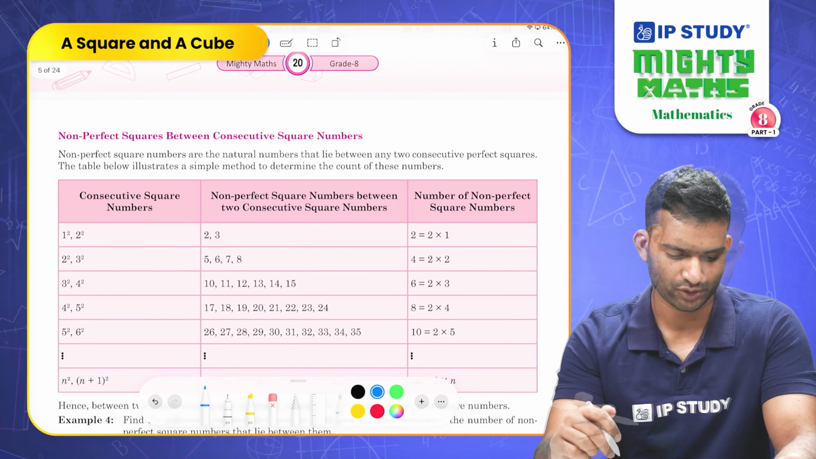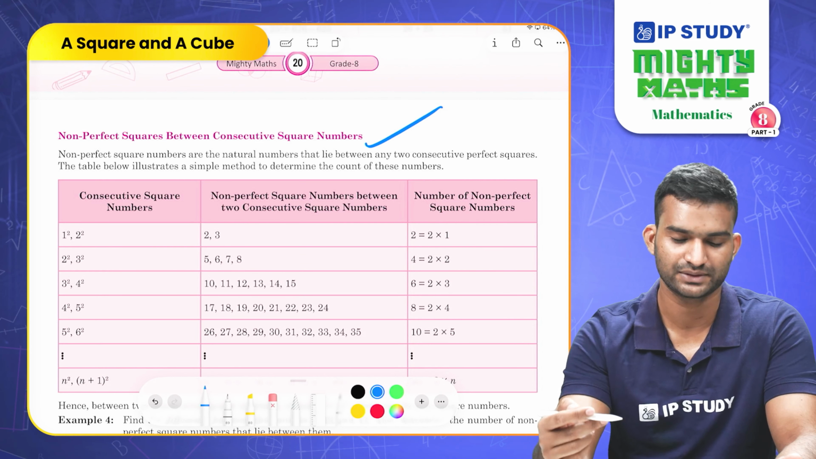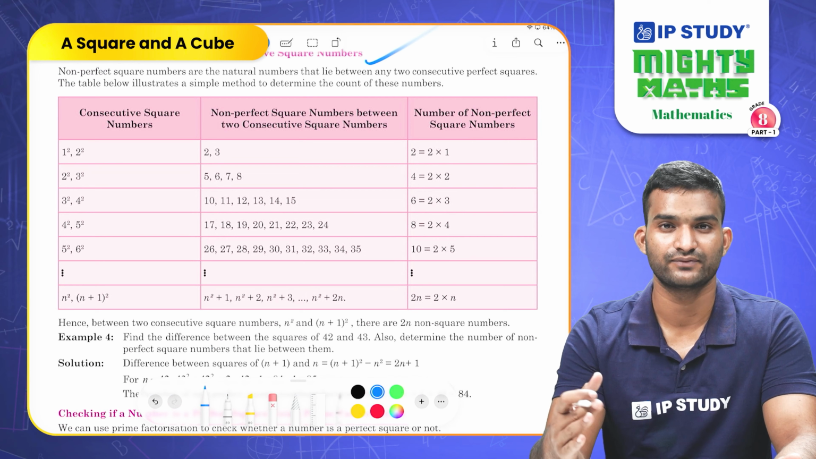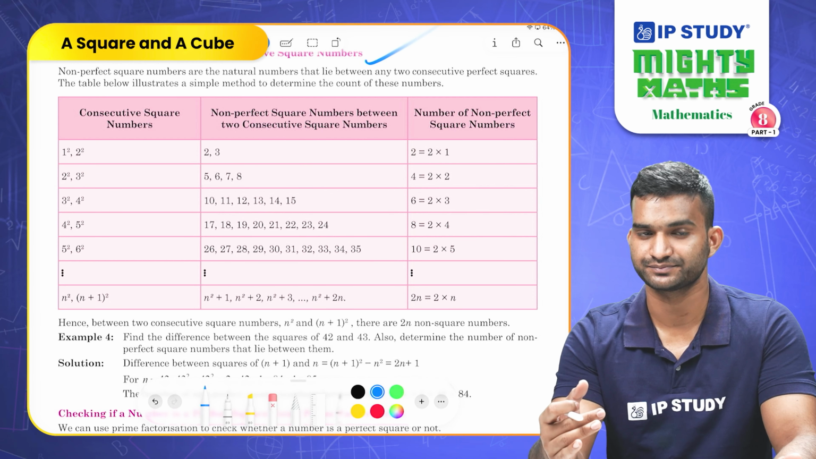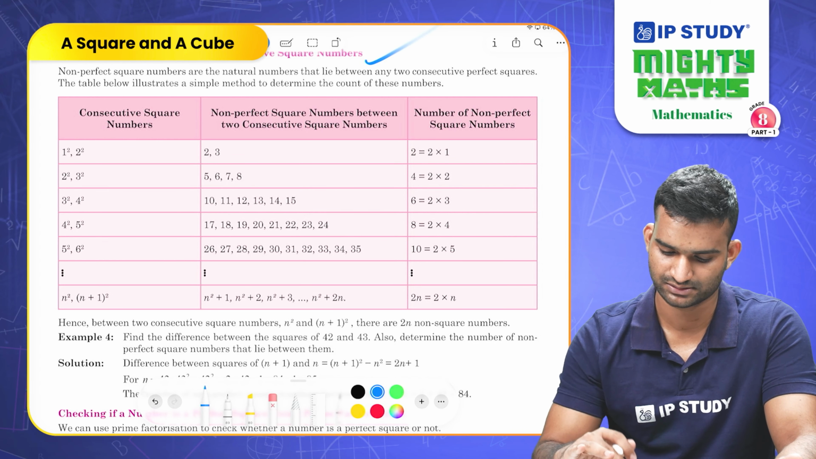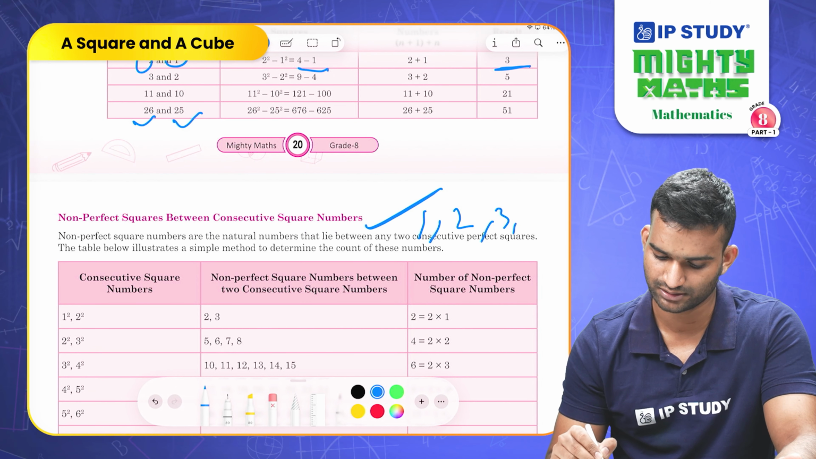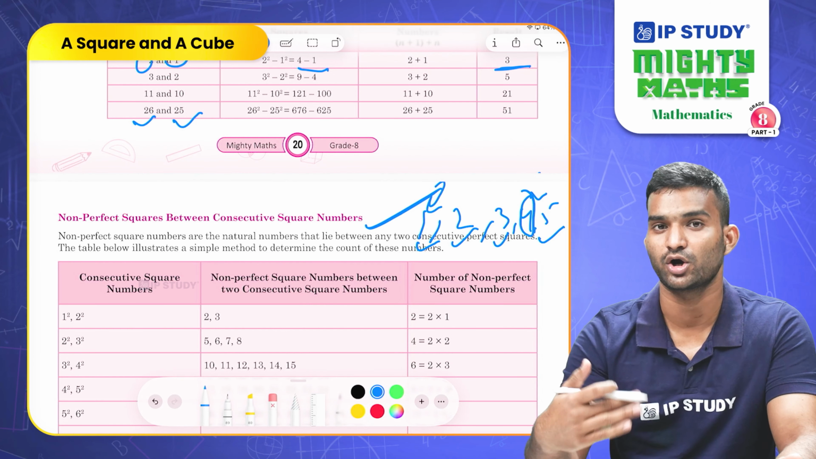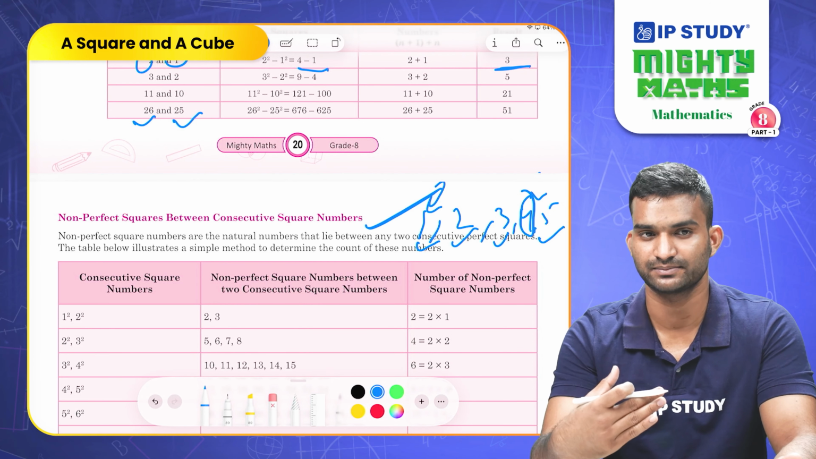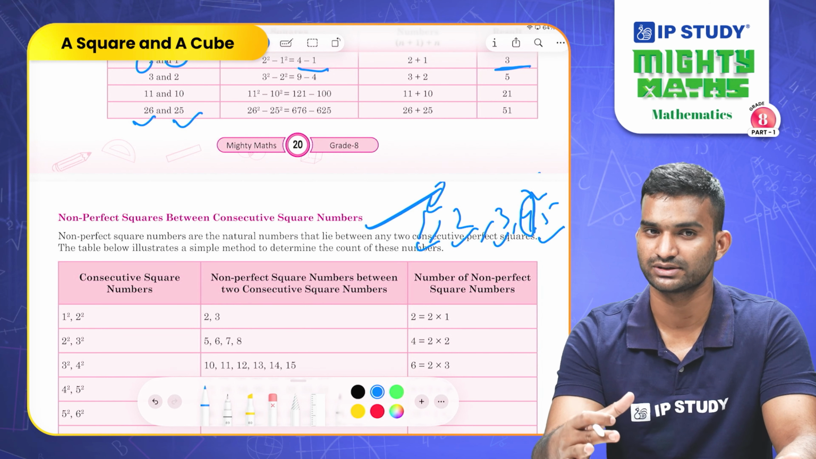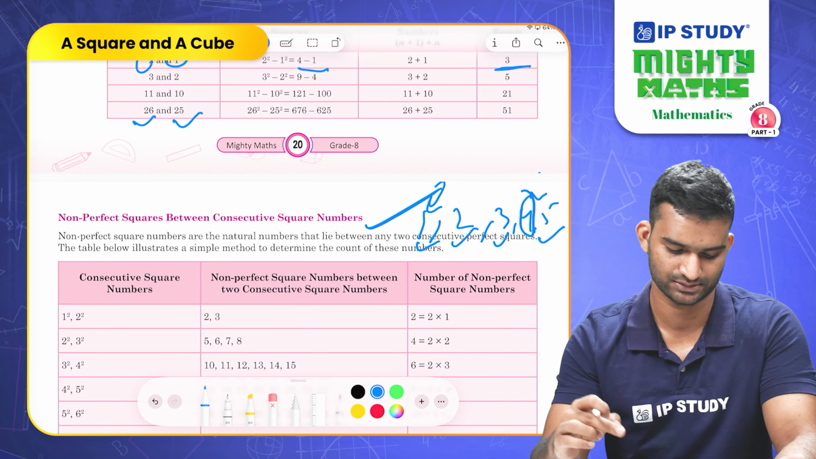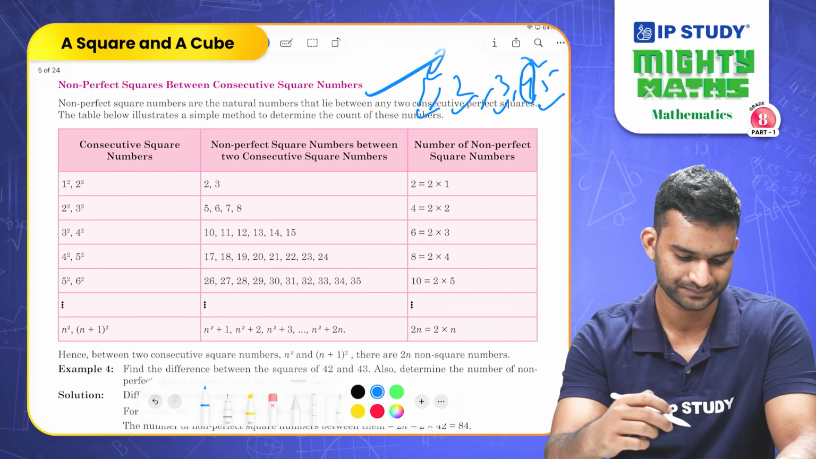Now moving to the next subtopic, we have non-perfect squares between consecutive square numbers. There are always perfect squares and non-perfect squares among numbers. For example, if we write 1, 2, 3, 4, 5, we can see 4 is a perfect square and 1 is a perfect square, while 2, 3 and 5 are not perfect squares. So how do we find how many non-perfect squares there are between two consecutive square numbers? Let's have a look at the table.